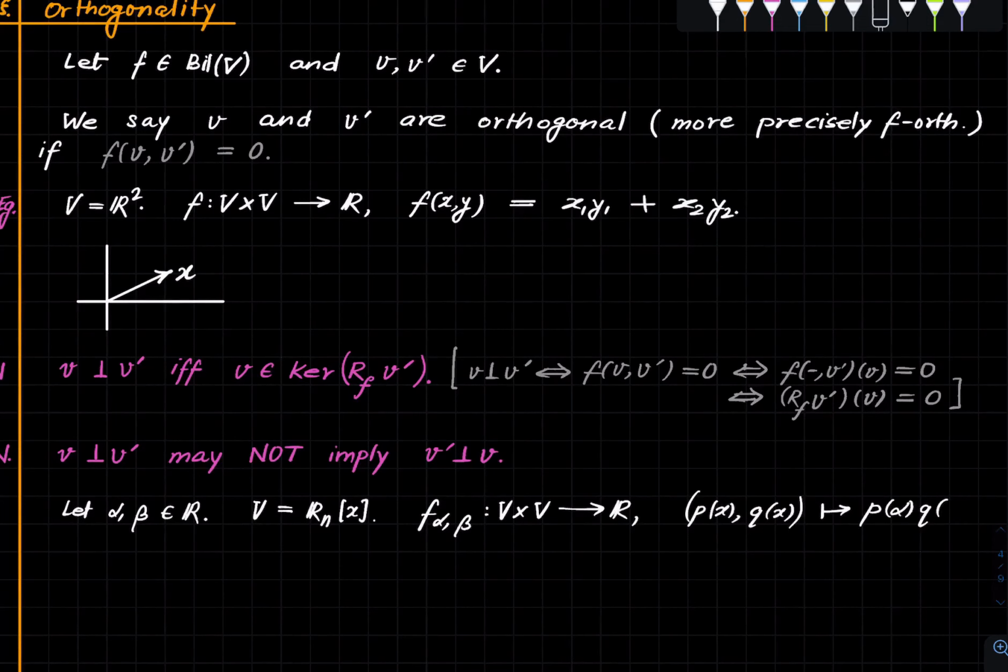Okay, and here you can see that x minus alpha is orthogonal to x, but x is not necessarily orthogonal to x minus alpha. So if you take beta different from alpha, then this is not orthogonal. So it's a very simple example to show that this is not commutative. You cannot switch the order in general. Okay.